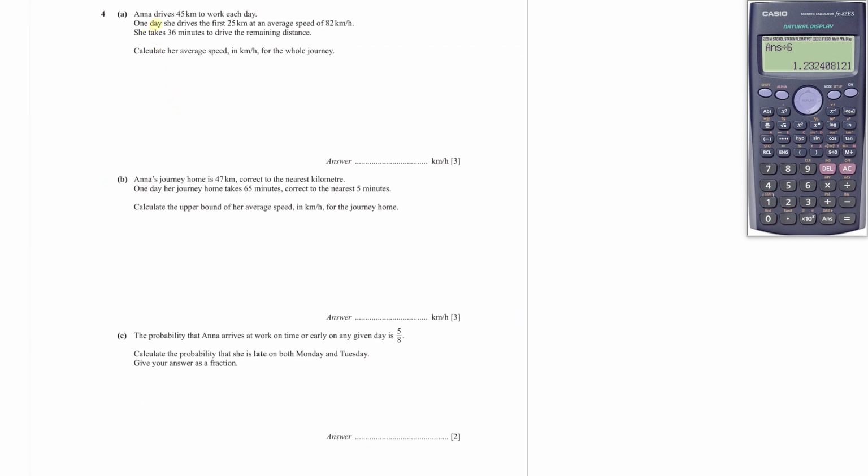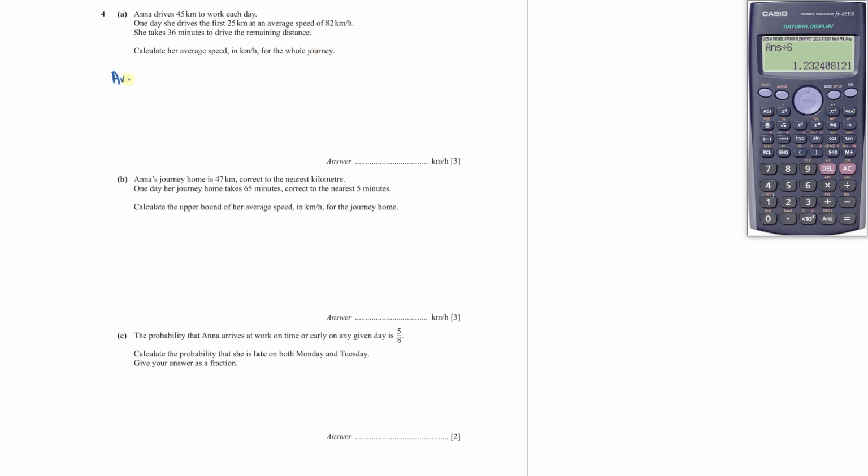Question number 4 is Anna drives 45 kilometers to work each day. One day she drives the first 25 kilometers at an average speed of 82 kilometers per hour. She takes 36 minutes to drive the remaining distance. Calculate her average speed in kilometers per hour for the whole journey.